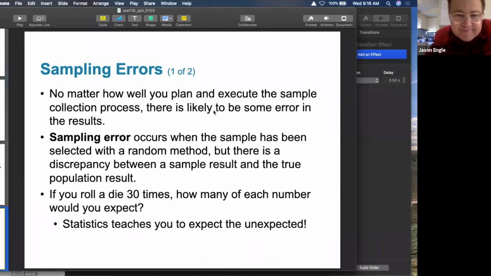So what do I mean by that? No matter how well you plan and execute a sample collection process, there's likely to be some error in the results.